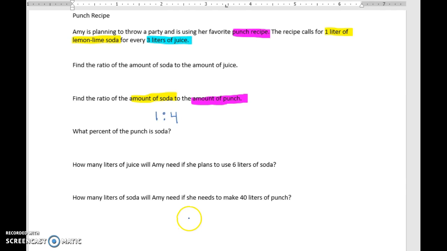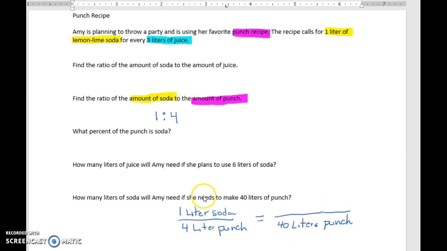And then if we look at the bottom one here, how many liters of soda will Amy need if she wants to make 40 liters of punch? So if we know we need 1 liter of soda to make 4 liters of punch, then we're going to look at that relationship and want to know when we get to 40 liters of punch. And so we're going to find out what that multiplier is going from here to here. And you guys can see that it's a multiple of 10. And so we can find out what goes in that spot right there.